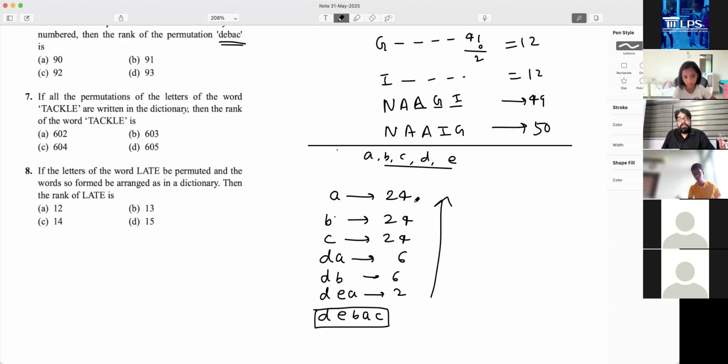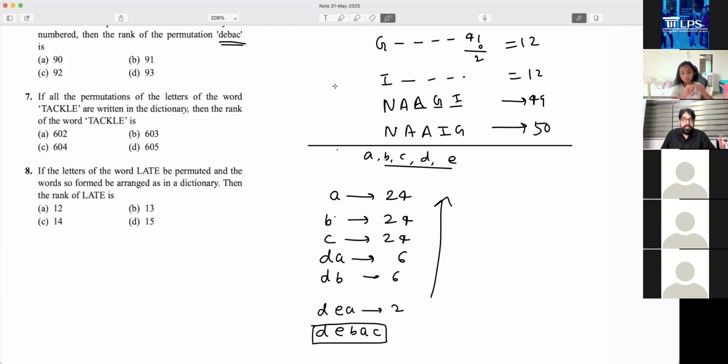DC. Did I skip something? Yes, sir, D and C. Yeah, sorry, I skipped it. So DC, that is not part of our word. That will be again 6. After that, everything okay. So this is 20, 72, and this is 18. So 80 and 90, so 92, and this is the 93rd word.